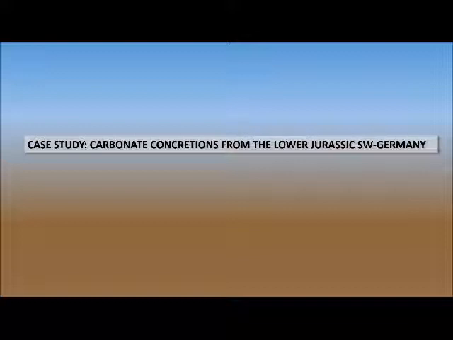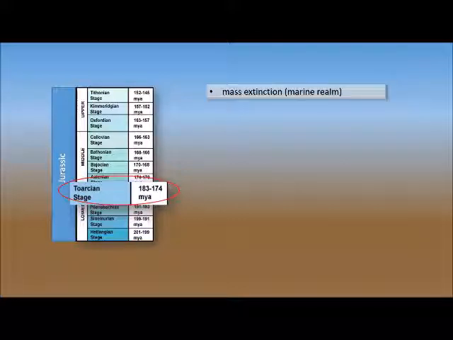Carbonate concretions. I'm going to present 3 carbonate concretions from the lower Jurassic of southwest Germany. So, more precisely, they are coming from the Toarcian, 183 million years. It's a known mass extinction, not one of the big 5, but quite significant.